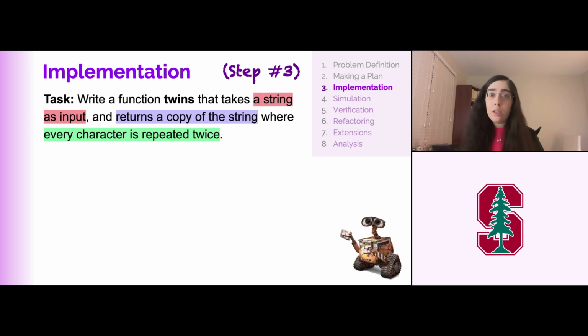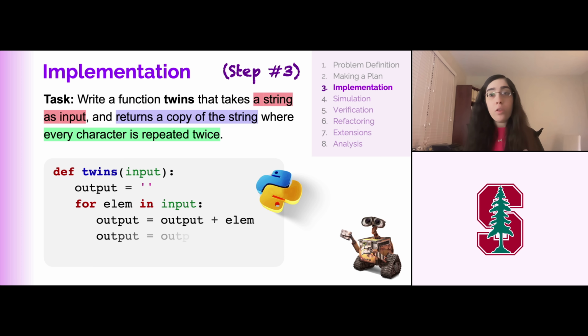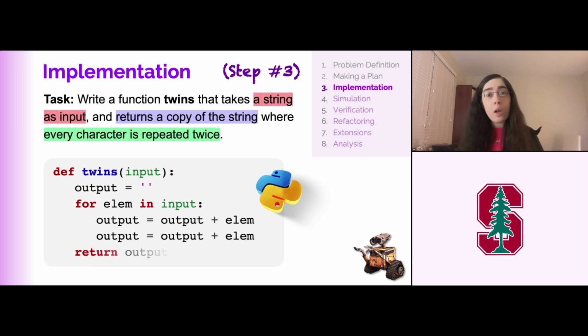With this plan in mind, let's code up the solution. We'll implement a function in Python. We start by defining the function called twins that receives one argument called input that we expect to be a string. Then we initialize an output variable to an empty string, which will be used to accumulate the output characters. We'll loop over the elements of the input using an iterator variable called elem. For each input character, we add it 2 times to the output. And finally, we return the output to complete the implementation.